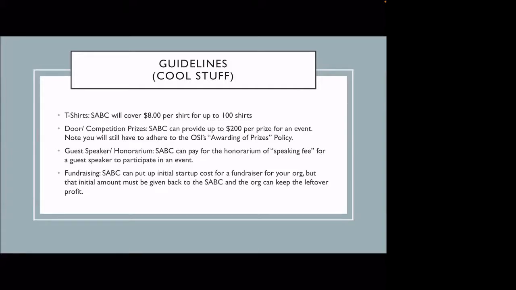Previously mentioned: guest speaker and honorarium. And then also we do fundraising, where SABC can put up the initial startup cost for a fundraiser, but that initial amount must be repaid to the SABC and the org would keep the leftover profit. So say you wanted to buy a bunch of wristbands for your org at $1 a piece, and then you wanted to sell them for $2 a piece. As long as SABC gets that money back, then it's fine.